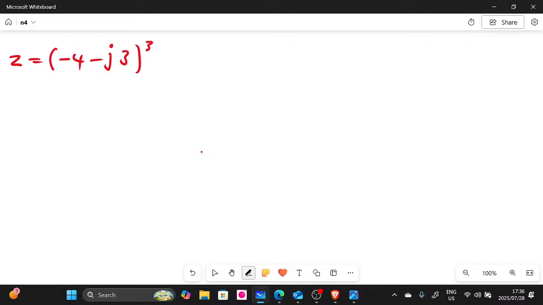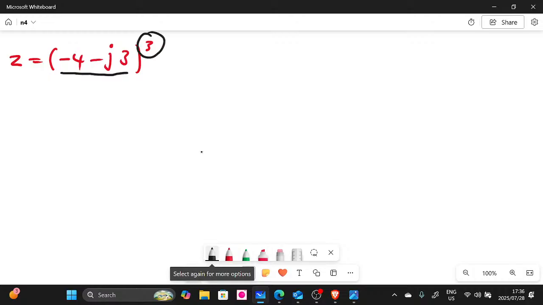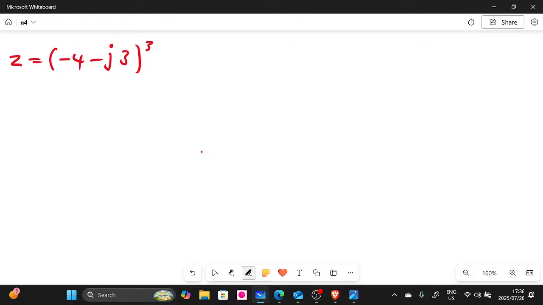So here, guys, they want us to simplify this and leave it in rectangular form. Rectangular form is this form that you see in there. What we have here is the power of 3, right? What you should know is that you first need to change this complex number inside the bracket into polar form, then you use De Moivre's theorem, and then you change it again to rectangular form, right?